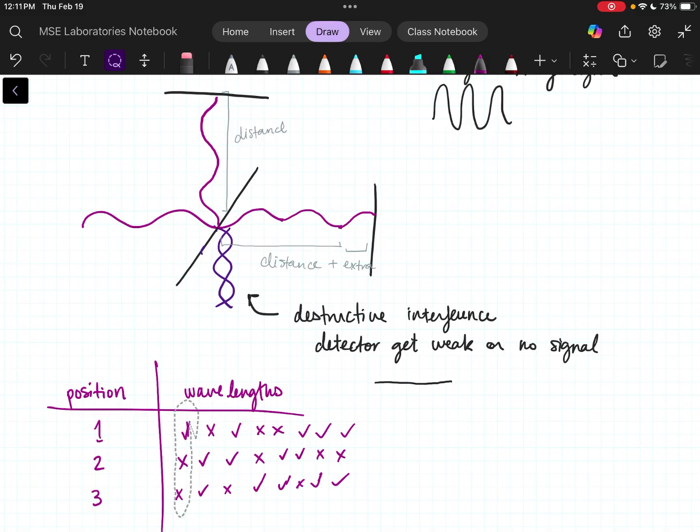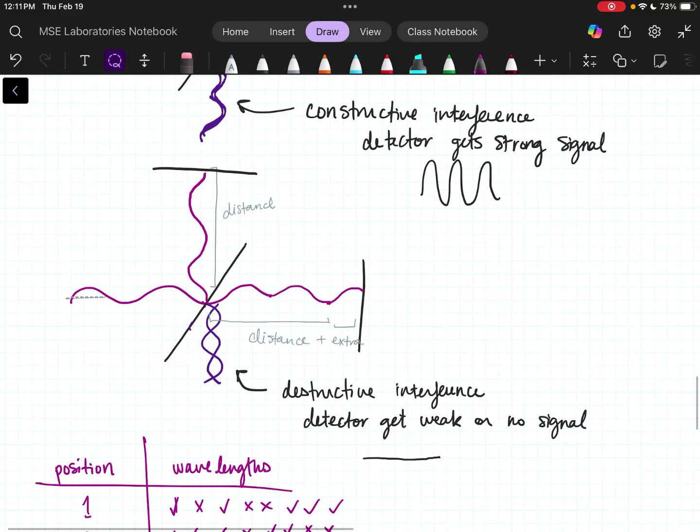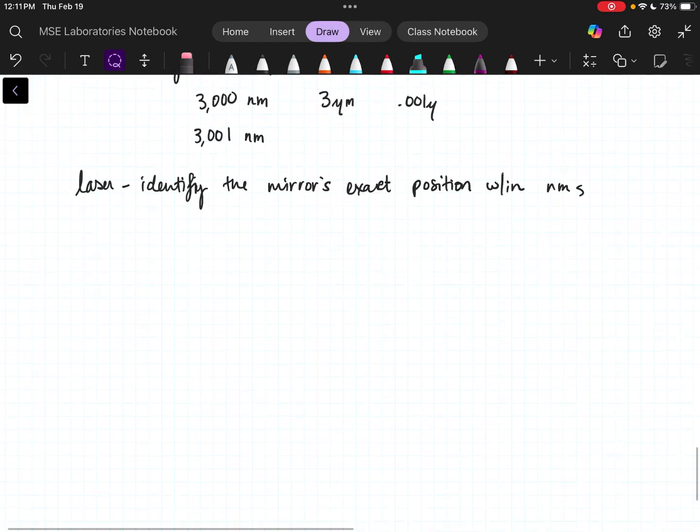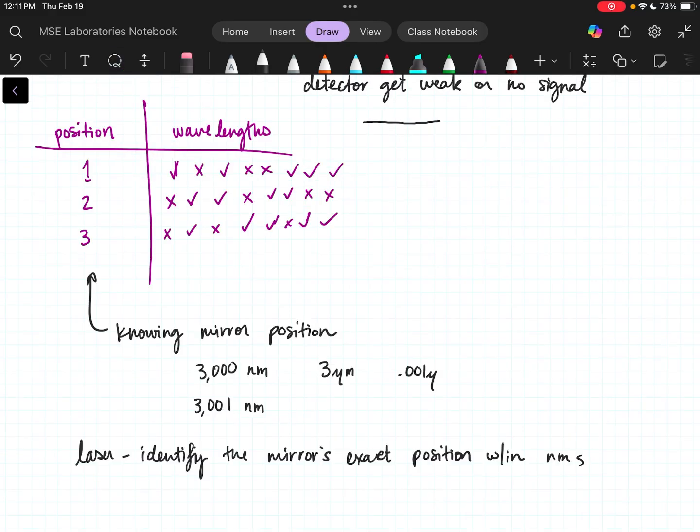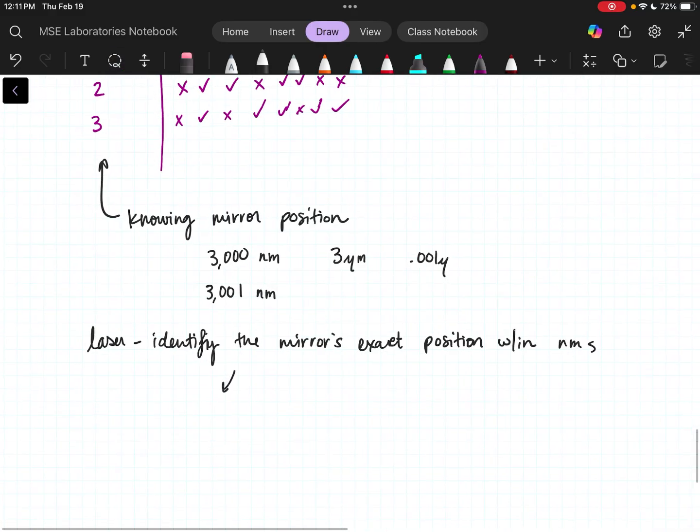Because I have one specific wavelength coming out of the laser, I know exactly what to expect as far as which position is going to show which wavelength. I essentially have one column of, this position is going to give me this signal for that one wavelength. So the laser does the same thing where it goes in and back out, and then it goes in and back out. And so we have the laser signal coming through here as well. And all the laser is doing is helping us know the mirror's exact position.